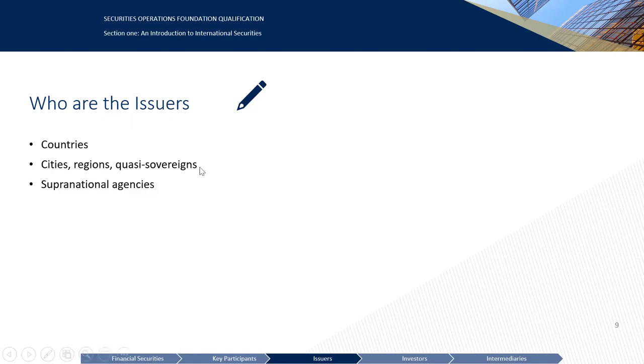Our third example is supranational agencies. An example of this would be the World Bank, or the EIB, who are both very large issuers in the markets. These agencies are both development banks, and they're both owned by more than one country. So again, they cannot issue equity, only debt.